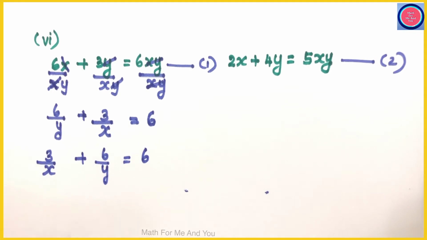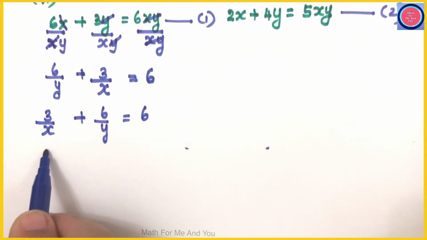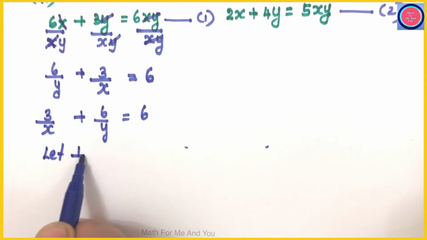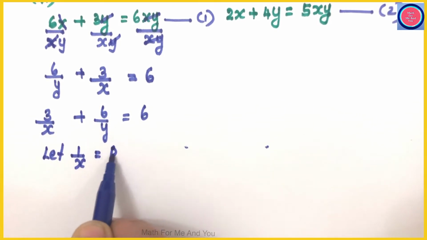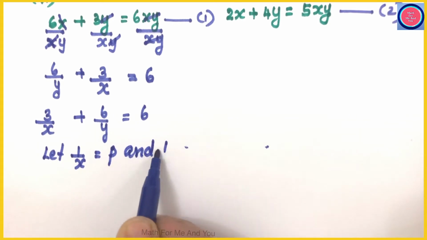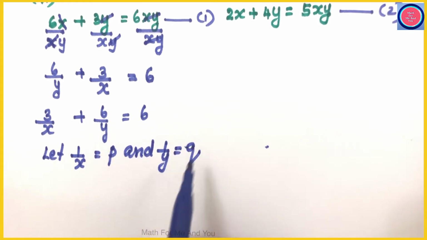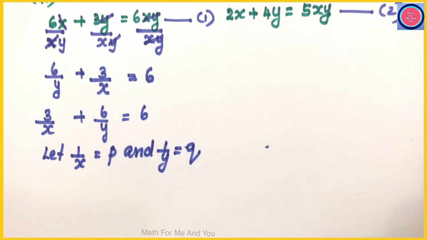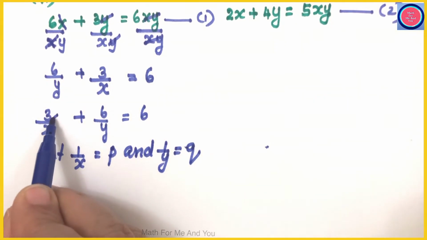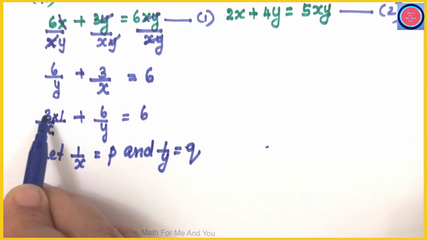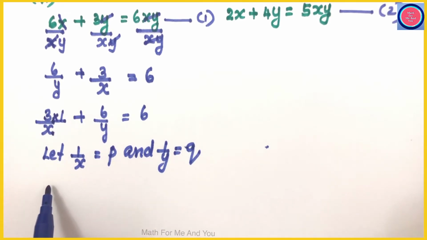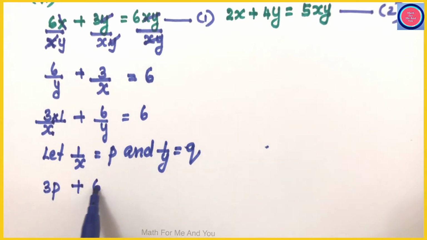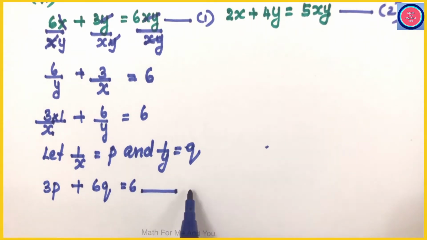We will take 1 over x as a variable and 1 over y as another variable and then solve. Let 1 over x equals any letter we can take, any variable. I am taking p, and 1 over y is equal to q. So the equation changes. How it changes? We can consider 3 times 1 over x. That means 3 times p. So we write 3p plus, how can we write the second term? 6q, yes, it is equal to 6. This is of the form ax plus by equals c. So we can mark this as equation number 3.